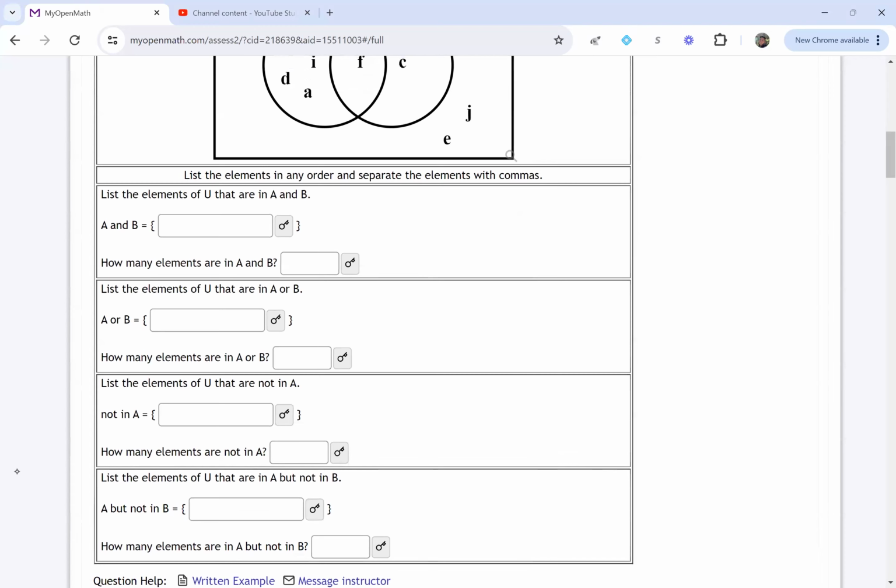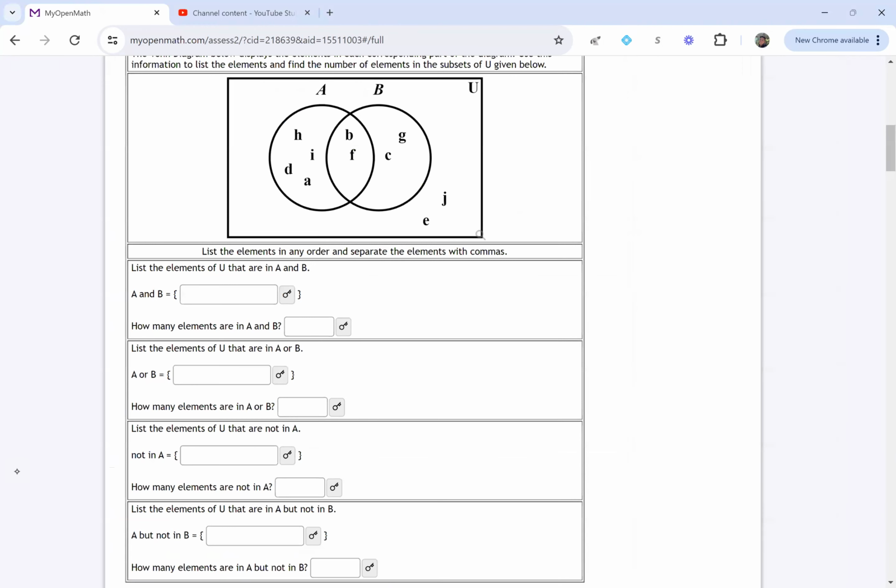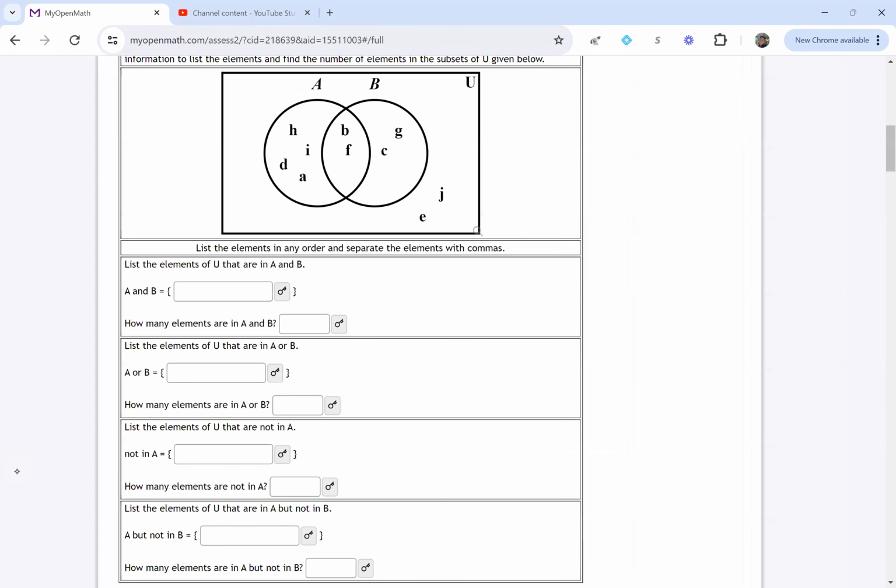All right, let me clear this. And let's take a look at the last part. It says list the elements that are in A but not in B. All right, let's go through and see which ones are in A. So this one is in A, this one is in A, this one is in A, this one is in A. But the B and the F, those are also in B. So I would only want to list A, D, H, and I, and there are 4 of those elements. Okay. All right, let me clear those.